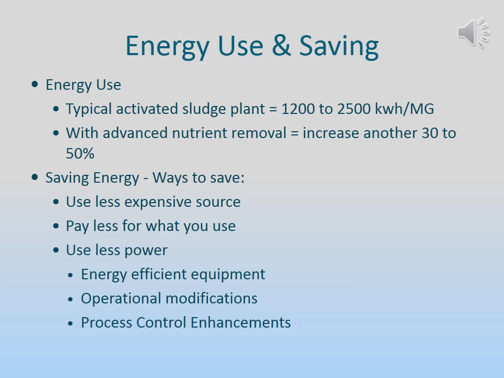The less expensive source and pay less for what you use options are usually in the hands of the people handling those negotiations. So that leaves the option of using less power. The operator can strive to meet that third option of using less power. Less power means using energy efficient equipment and making operational modifications and process control enhancements. Those are primarily the 3 things that we can do to use less power, and this is where we will focus our efforts.